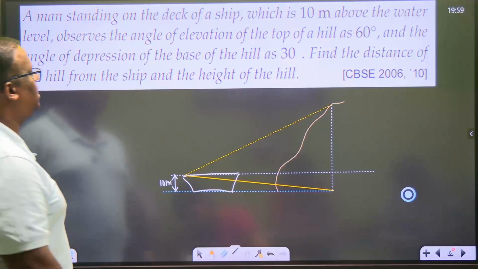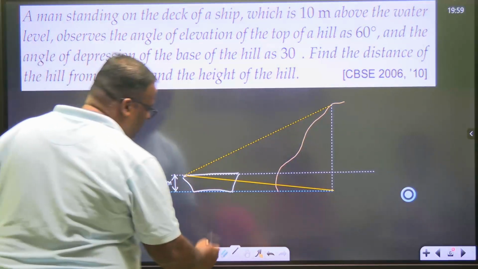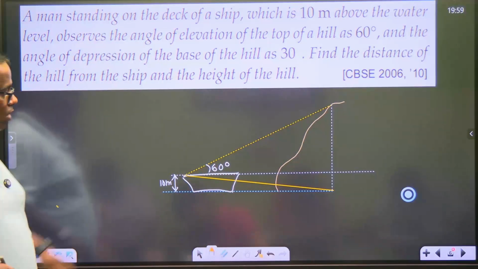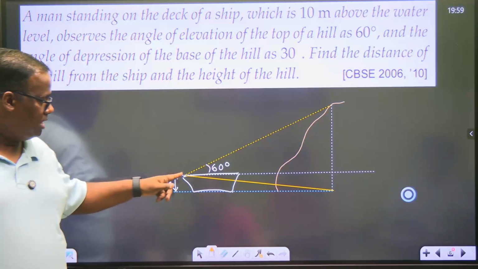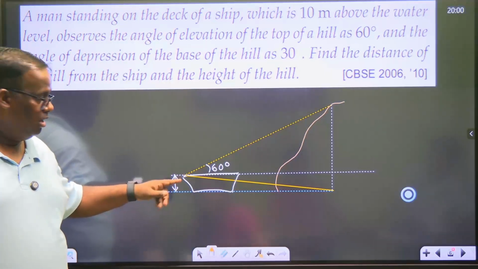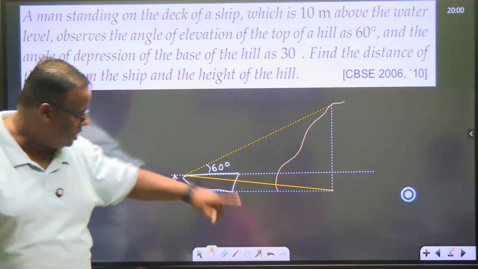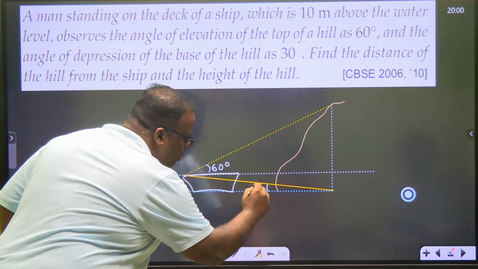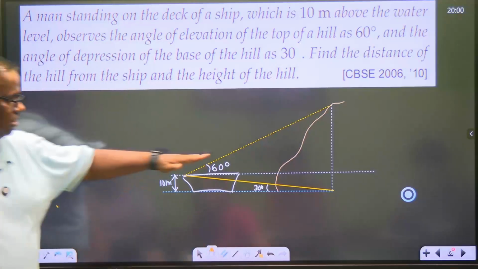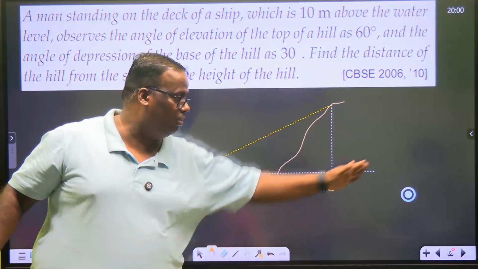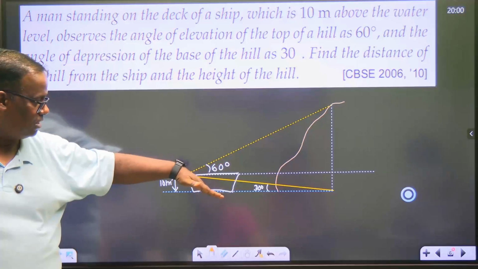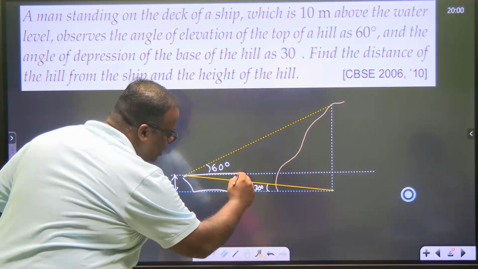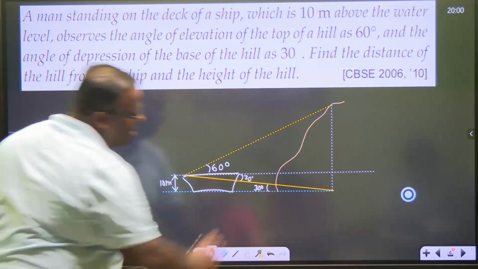Now we have our markings. The top angle is how much? 60 degrees. So this is 60 degrees. And the angle of depression, what is the angle of depression? Look, the man's eyes are here. He is negligible. His line of sight is this. The depression angle is this angle, which is nothing but the same as this angle. This is the line of sight of the person. He's standing on the deck. So he's depressed, elevated. So the depression angle is this one, 30 degrees, which is the same as this angle being 30 degrees.